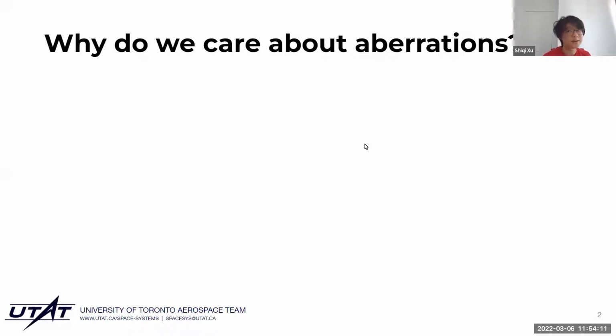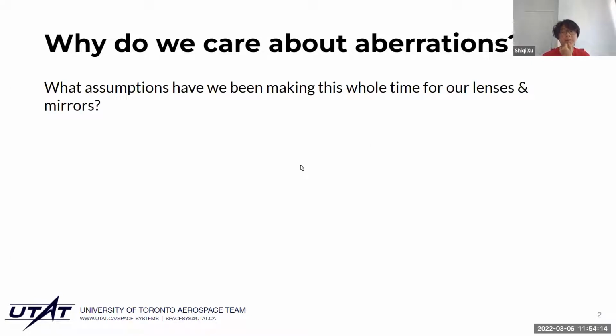Why do we care about aberrations? If you've been here for at least some of the past lessons, can anyone tell me what assumptions we've been making for our lenses and mirrors? There are two that I'm looking for. Any takers? Does one of them start with a P? One of them is the paraxial approximation, right? Yep, bingo. That's one. What's the other?